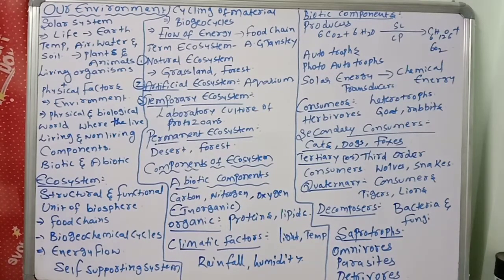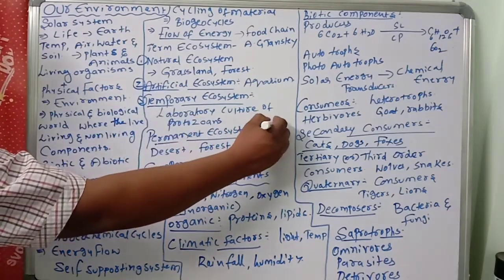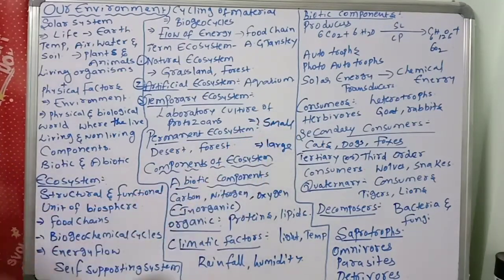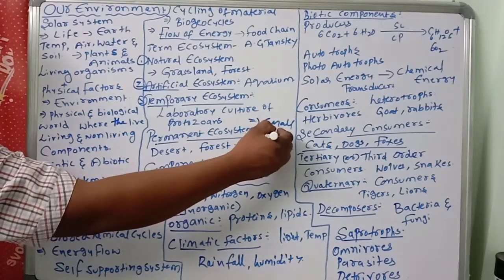Next, on the basis of size, there are different ecosystems: small ecosystems and large ecosystems. The small-sized ecosystems are termed micro ecosystems. Examples are a flower pot, a site under a stone, etc. These are all small ecosystems. A flower pot is there, right?